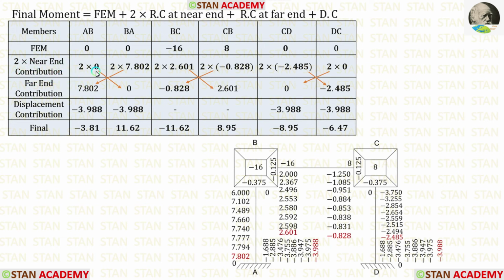The near end rotation contributions for AB and DC are 0. For BA, it is 7.802. For BC, it is 2.601. For CB, it is minus 0.828. For CD, it is minus 2.485. Now let us enter the far end rotation contributions. Using the arrows, we can easily enter the far end rotation contributions.